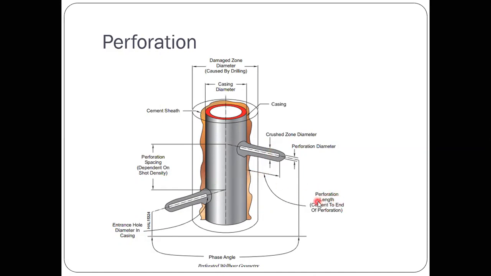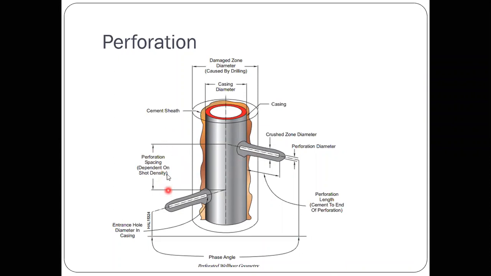This is known as perforation length, this portion from cement to end of perforation. And the angle between these two perforations is known as phase angle. If it is 180 degree, then if one perforation is, suppose, in the north direction, another one will be in the south direction. The angle between two perforations is 180. So you will have two perforations in basically one circle, you can say. If it is 120 degree, then you will have three perforations basically at 120 degree angle apart.